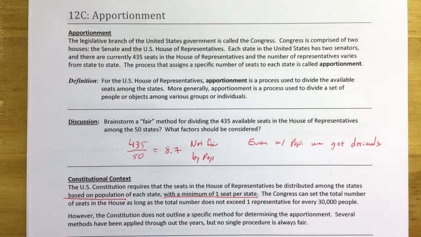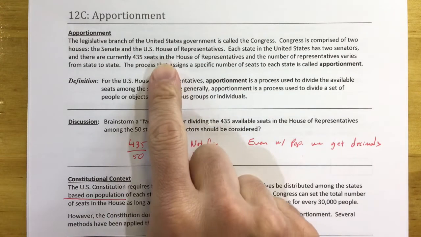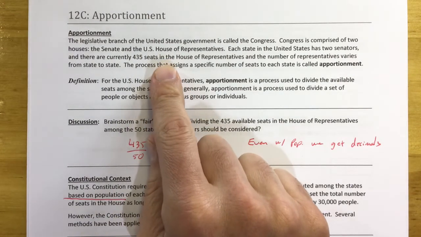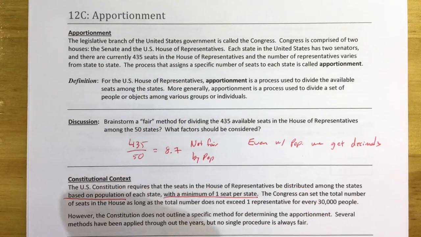Okay, in activity 12C, what we're going to look at is a topic called apportionment. That is a situation where you have a select amount of items that you have to divide up proportionally to another set of groups. The example that they give, and I know that they'll come back to later on here, is about the House of Representatives.